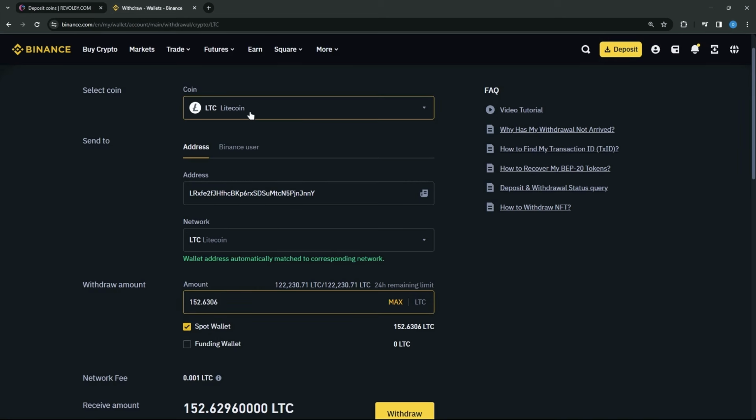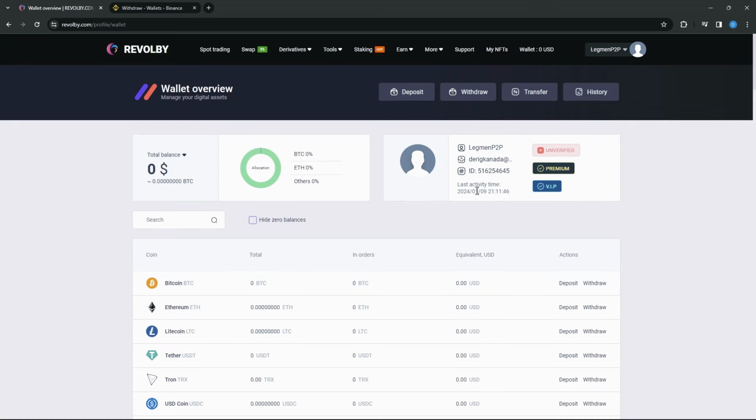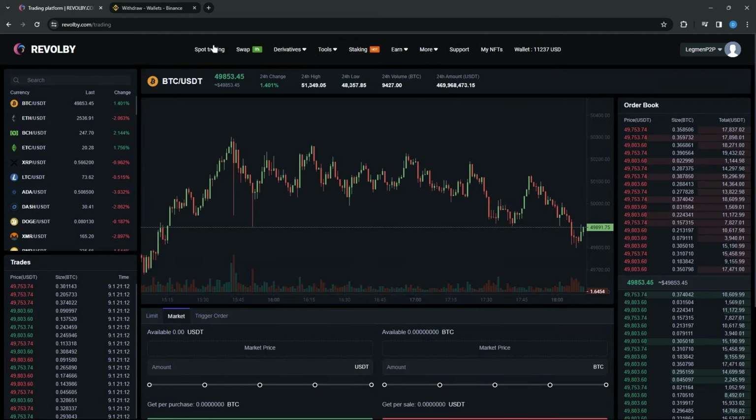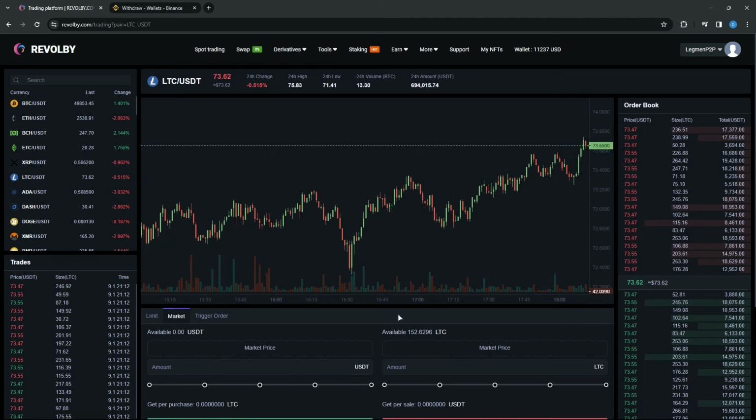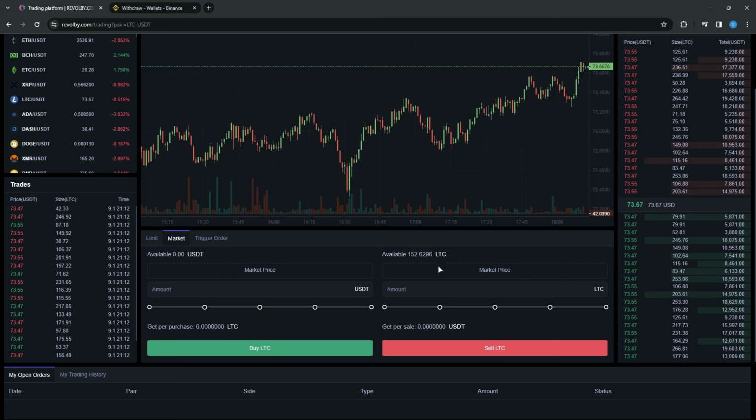Enter the amount you deposited earlier. After the successful transfer, we return to Revelbee and go to the spot trading section, then look for the trading pair Litecoin USDT. And as we can see, the transferred coins from Bybit were successfully credited to our balance. We enter them into the field and record a profit of almost $1,200.